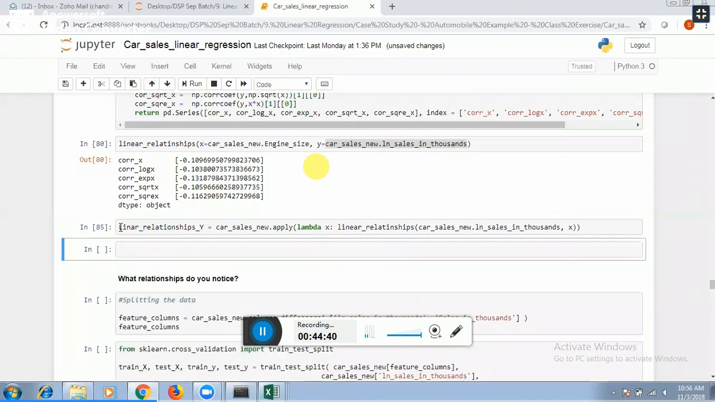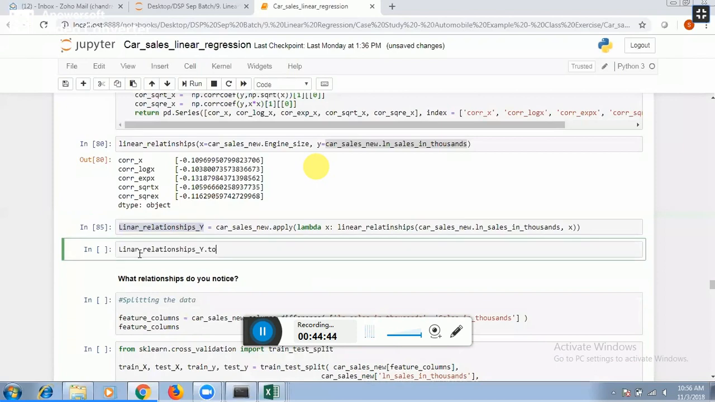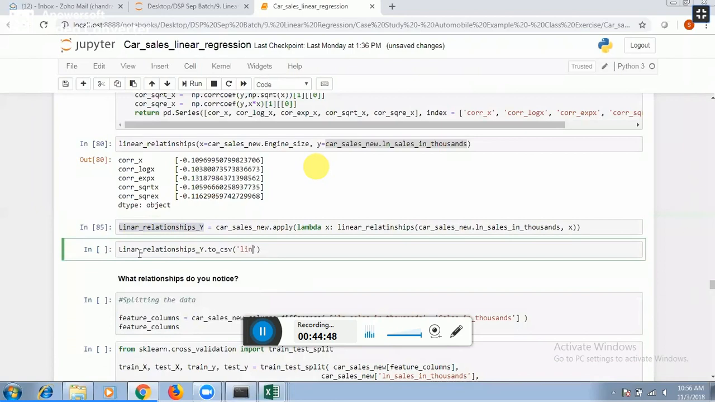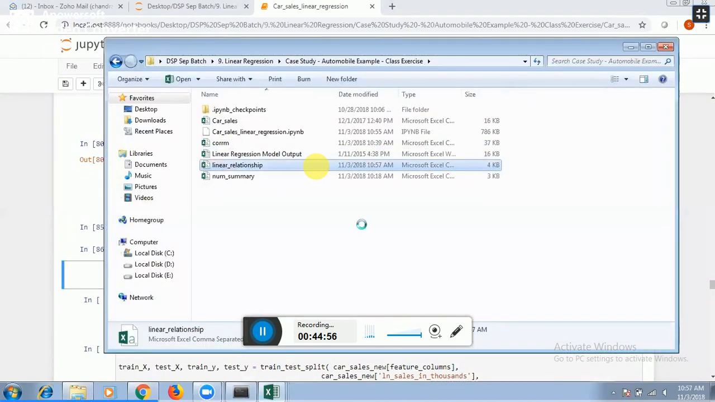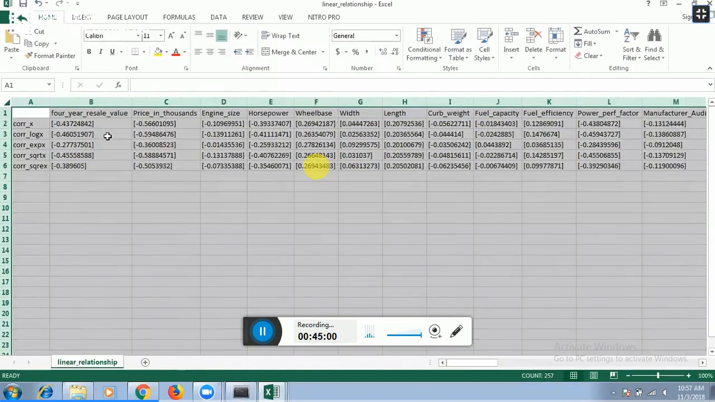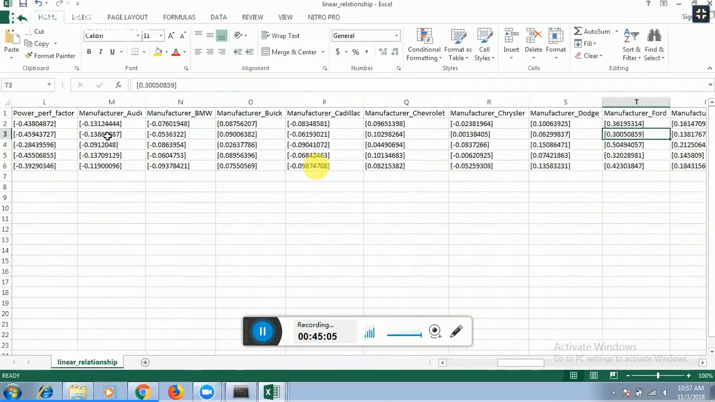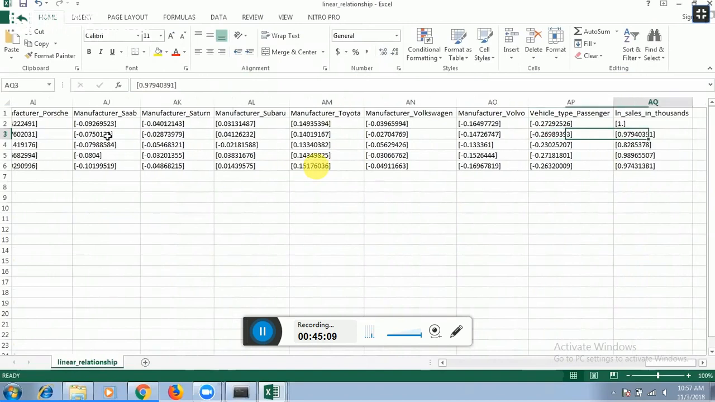Okay, so now once you have this one, what you can do is CSV and the linear relationships. Okay, now if you see, this is my data you got. Now you can easily look at each variable-wise which one is having a strong relation. Of course, this array you got, right?